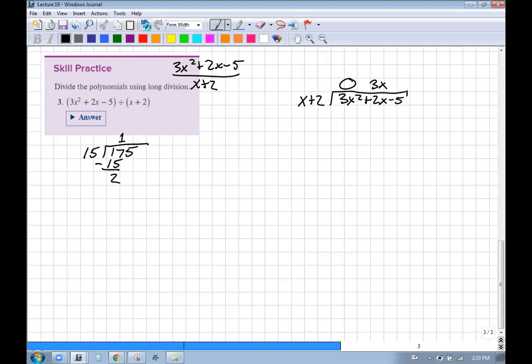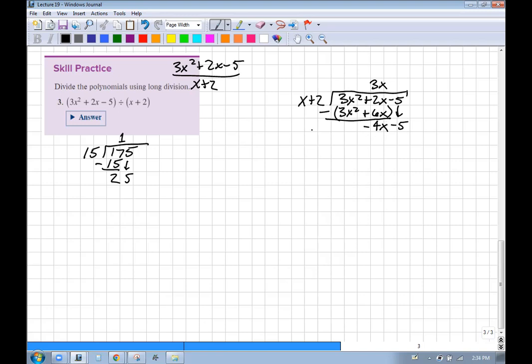Now, instead of writing it here, I'm going to write it over here so it's in the x column. It's just nicer that way. If I multiply this thing by 3x, yes, I get a 3x squared, but I also get a 6x. So if I subtract these, 3x squared minus 3x squared, those cancel. That was the goal. But now we have a 2x minus 6x, which gives us negative 4x. And then we'll bring down our minus 5, just like we used to bring down the 5 here. Okay.